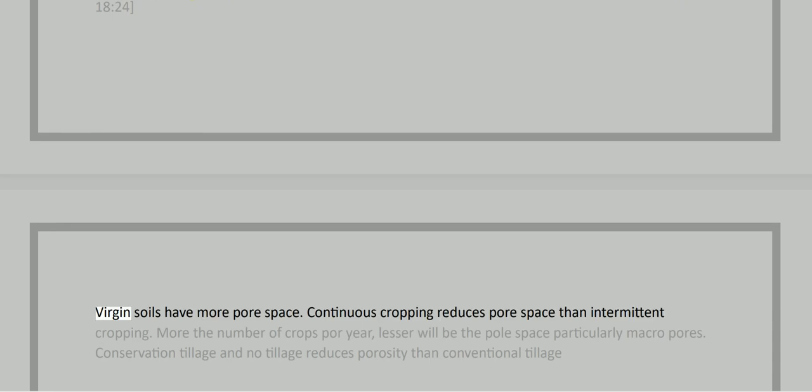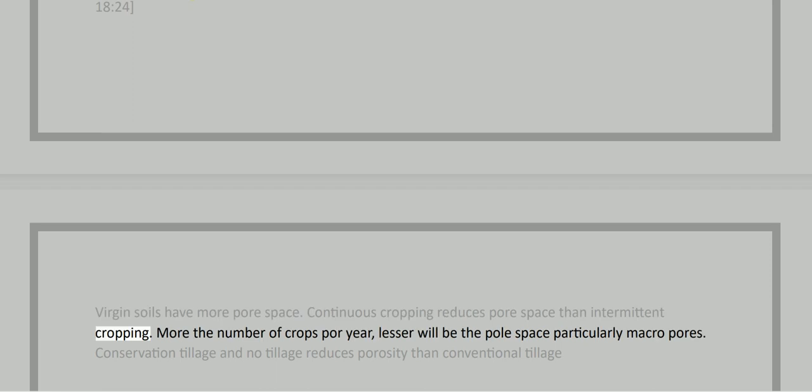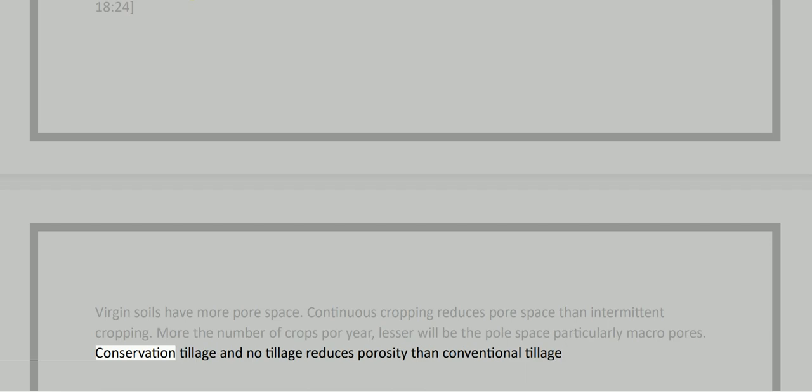Virgin soils have more pore space. Continuous cropping reduces pore space more than intermittent cropping. The more crops per year, the lesser the pore space, particularly macropores. Conservation tillage and no tillage reduce porosity compared to conventional tillage.